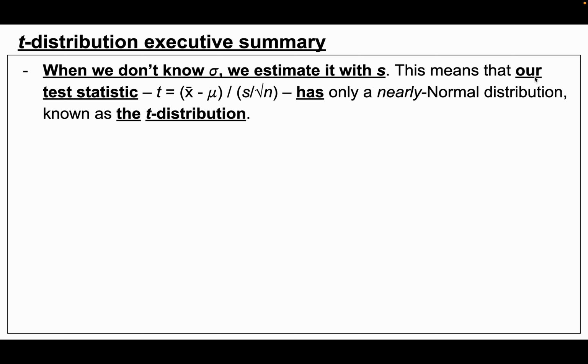What's the consequence? Our test statistic, t equal to x bar minus mu, that really should be mu naught, I'll fix that in a second, over an estimate of the standard error, has only a nearly normal distribution known as the t distribution. And today we will learn about that t distribution.